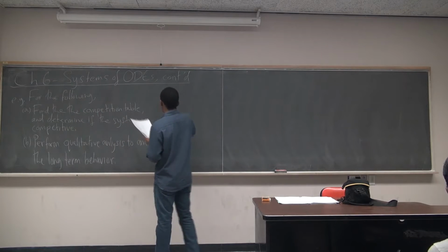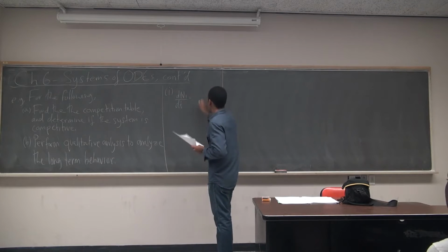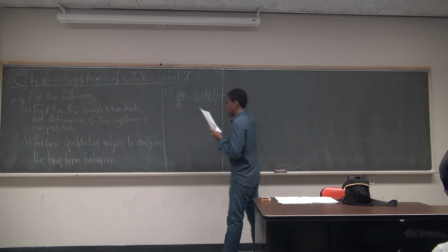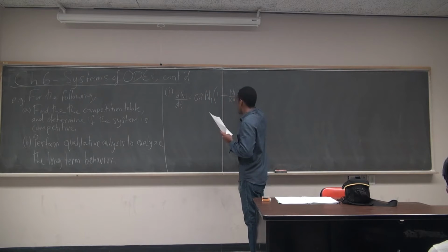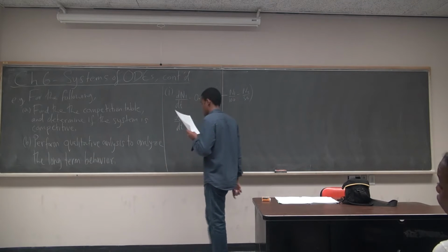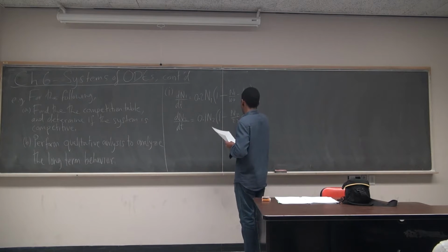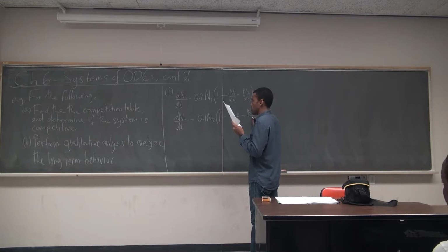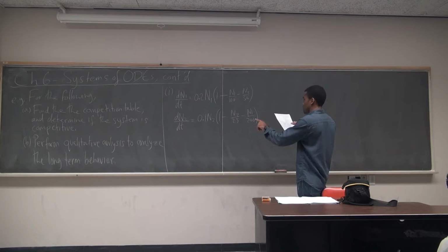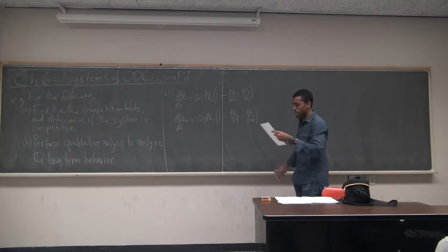Our first example is the following. dN1/dt is equal to 0.2 N1 times (1 minus N1 over 100 minus N2 over 50). dN2/dt is equal to 0.1 N2 times (1 minus N2 over 25 minus N1 over 200).